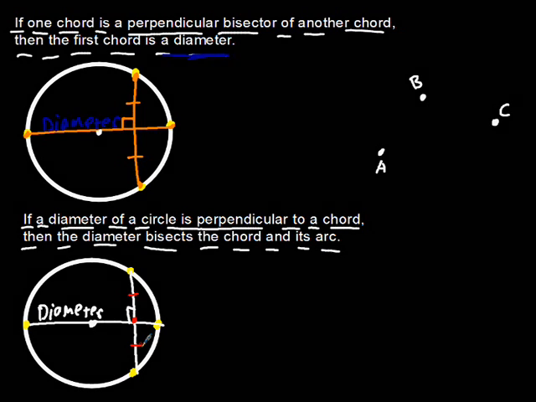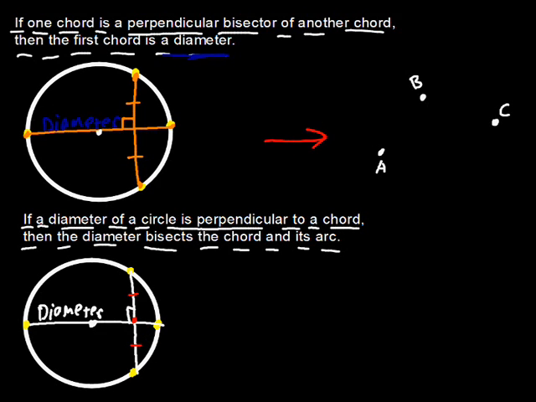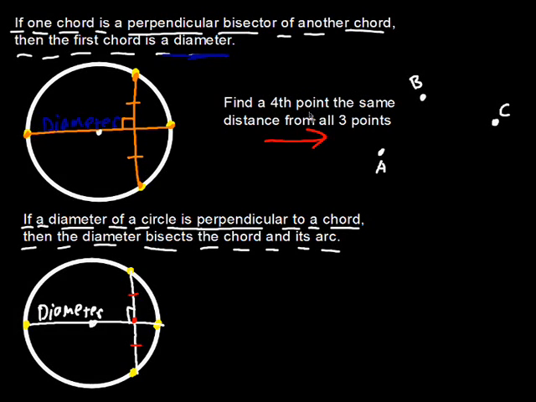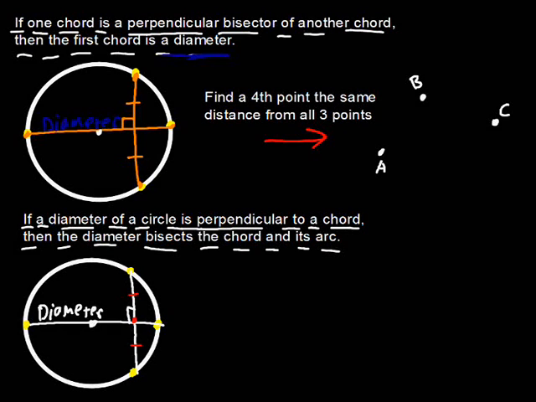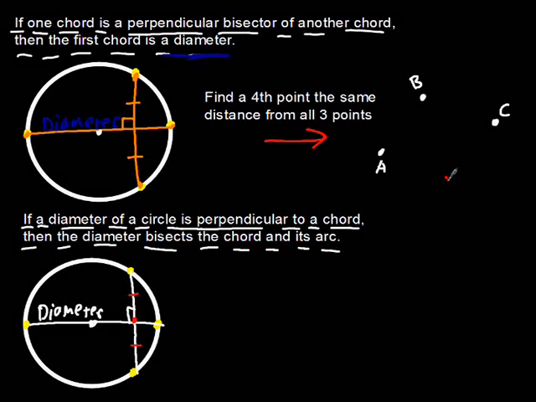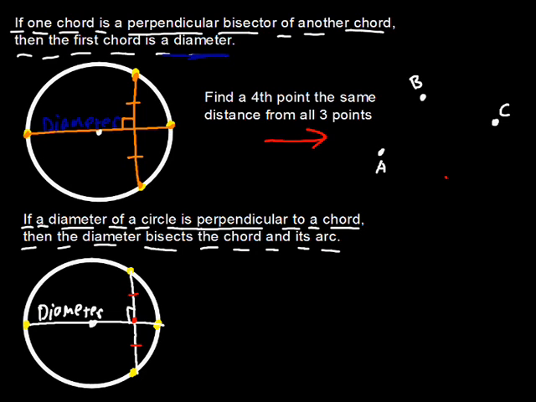Well, let's say I want to find a fourth point the same distance from all 3 points. So we have a point A, a point B, and a point C. I want to find a fourth point, whether it's here, here, or here. I want it to be the same distance from A, B, and C. Well, let's pretend that we have a circle going through all of these.